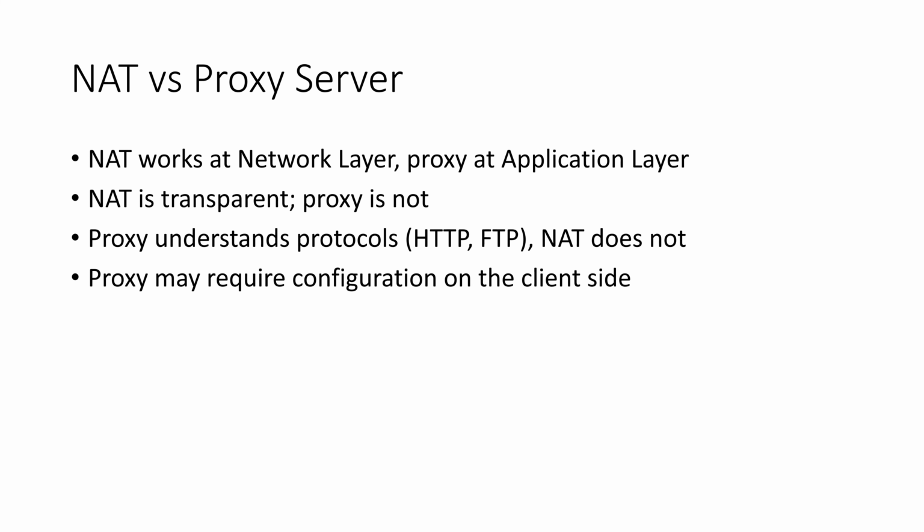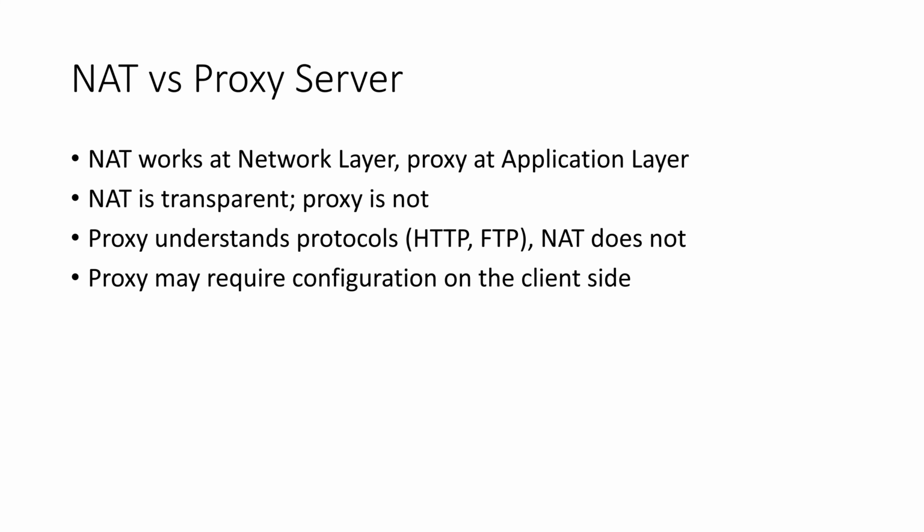While both NAT and proxy servers sit between clients and the internet, they're fundamentally different in how they operate. NAT works at the network layer of the OSI model by modifying IP addresses inside packet headers. It does this silently, without the client even realizing that any translation happened. It's fully transparent. On the other hand, a proxy server operates at the application layer.